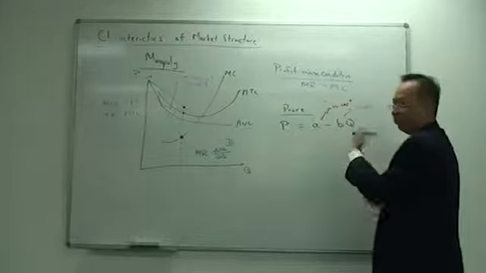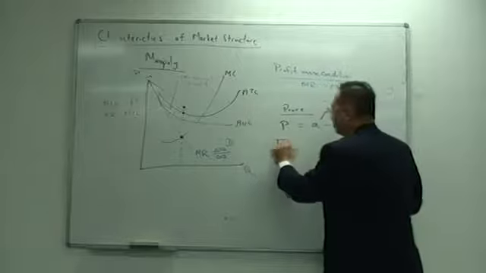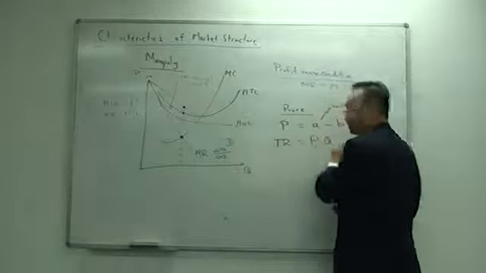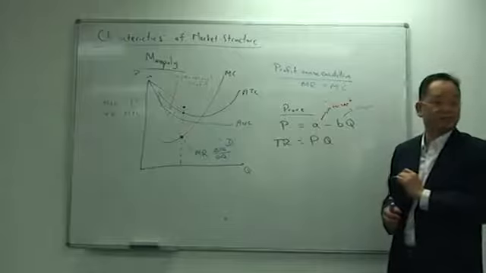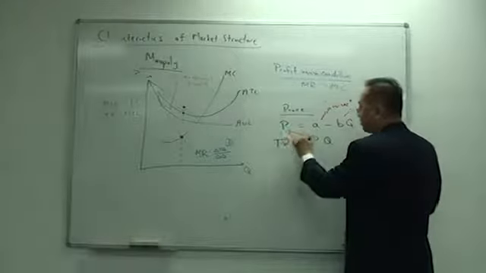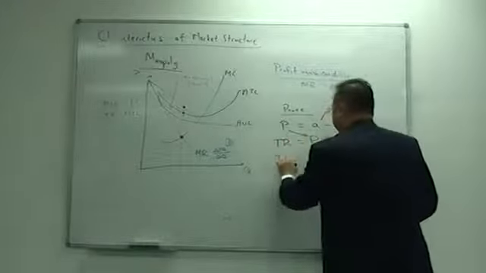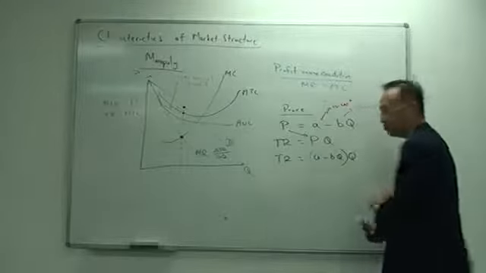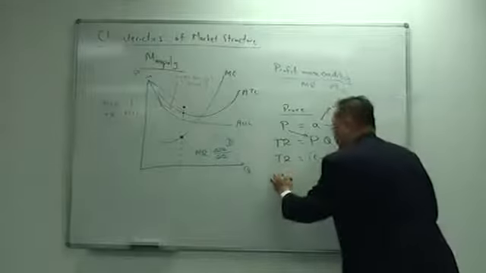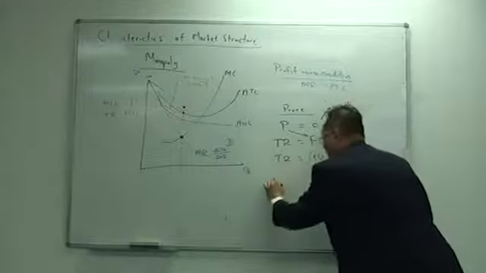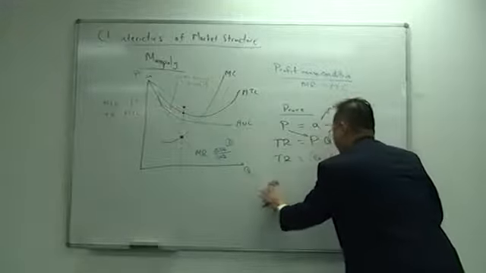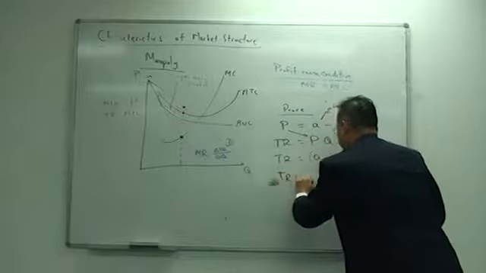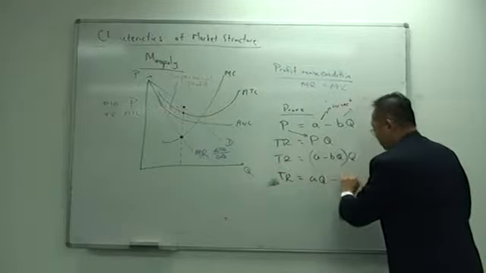Price equals, this is the equation. Total revenue is price times quantity, right? Yeah? Now I'm going to substitute price into here. Total revenue equals (A minus BQ) times Q. Differentiate. Marginal revenue, you differentiate. Hang on a sec. I just open up this one first. AQ minus BQ squared.